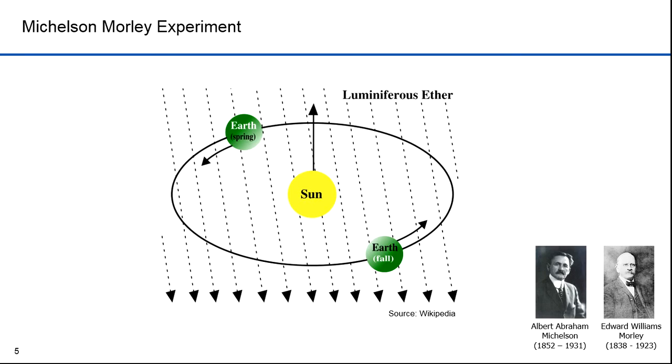Waves typically need something to propagate in. Ocean waves propagate in water, sound waves propagate in air. In Maxwell's day, physicists thought there was a luminiferous ether that electromagnetic waves propagated in.